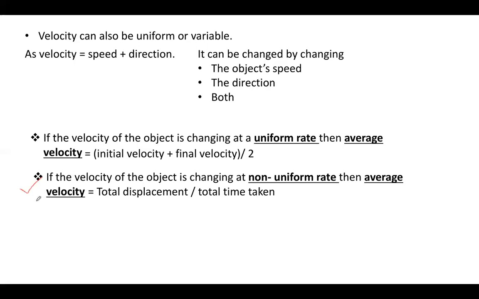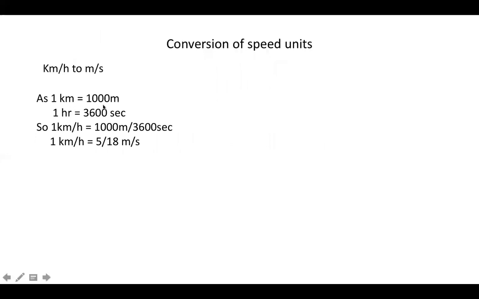So from now onwards, whenever we have to calculate average velocity, we will use this formula: total displacement upon total time taken. Now, how to convert the units of speed? Kilometer per hour to meter per second. As 1 kilometer is equal to 1000 meter and 1 hour is equal to 3600 seconds. So 1 kilometer per hour is 1000 meter divided by 3600 seconds. On simplification, we get 5 by 18 meter per second. So if you want to convert kilometer per hour into meter per second, just multiply the number by 5 by 18, or you can multiply it by 1000 by 3600.